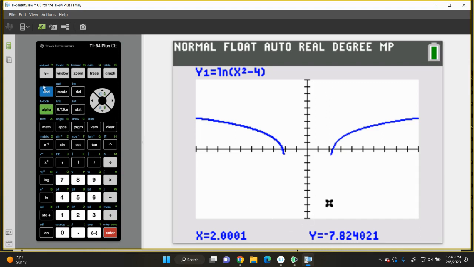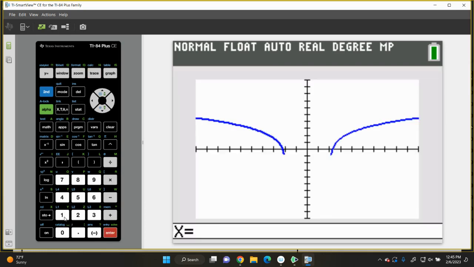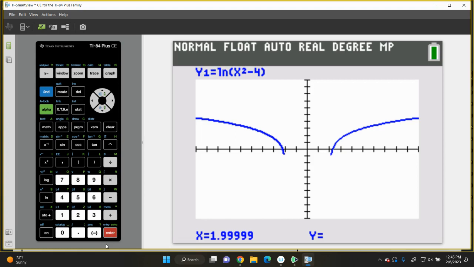Now, if I did calculate value at 1.9999, right, now I get blank where the y is. We have to understand what we're seeing on our calculator. This is a vertical asymptote. Although the curve appears to stop here, it doesn't.